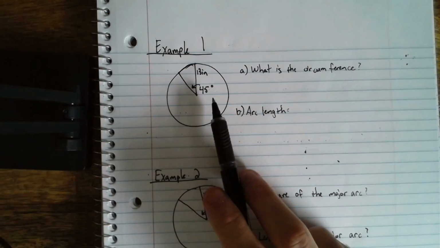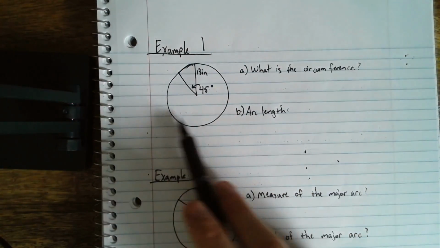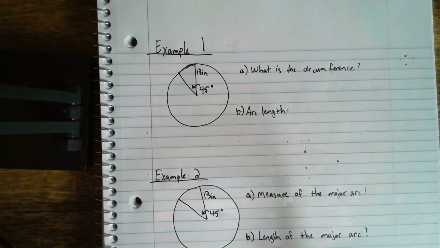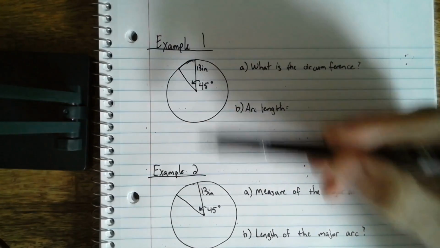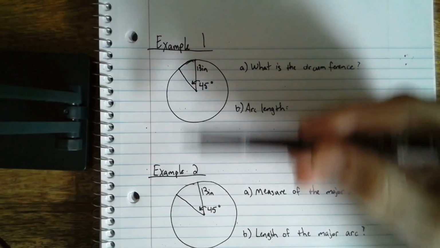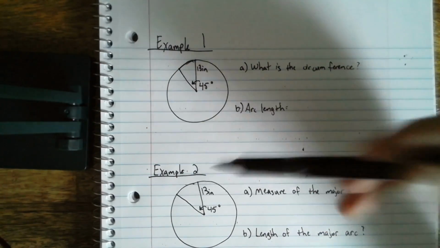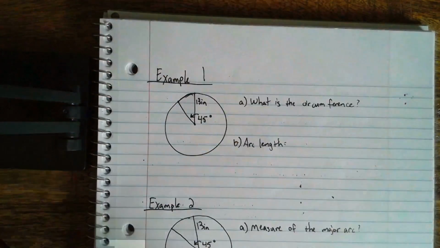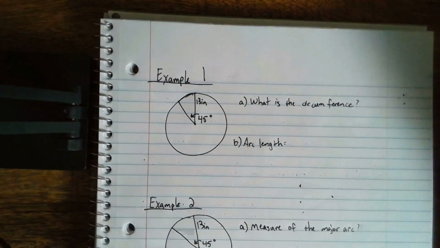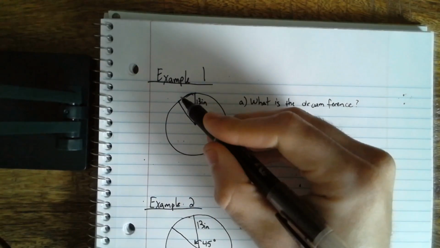So example 1, we've got a circle, and I'm just going to tell you right now, example 1 and example 2, I purposefully made these the exact same circles with the same measurement, so just keep that in mind when we get started. But example 1, part A says what is the circumference, part B says what is the arc length.